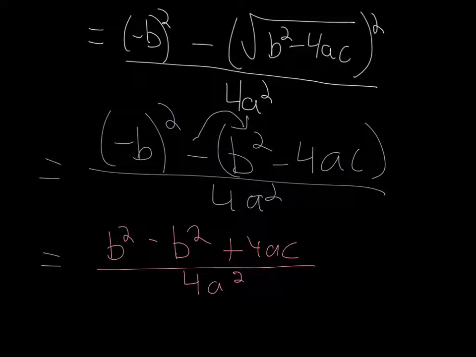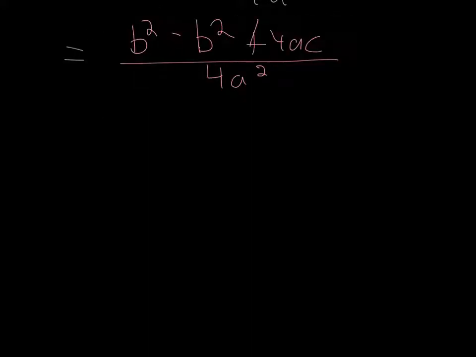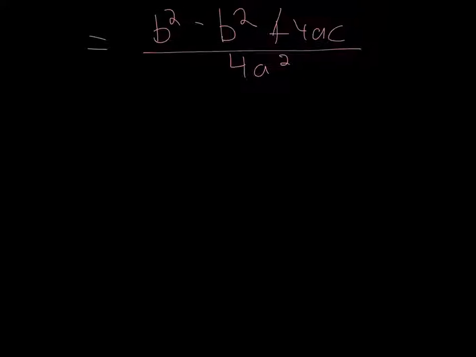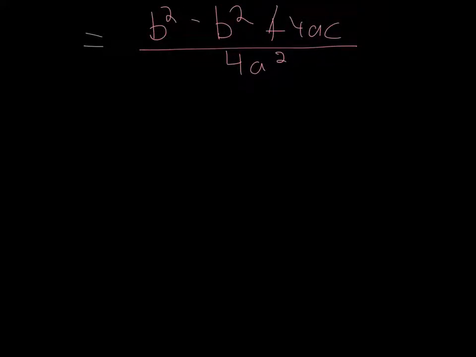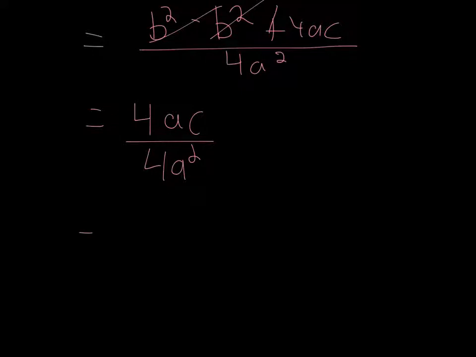If I continue to simplify this, b squared minus b squared gives me 0. And now I'm left with 4ac over 4a squared. I'm going to simplify this one step further, and now I'm going to have c divided by a, which is our formula for product of the roots.